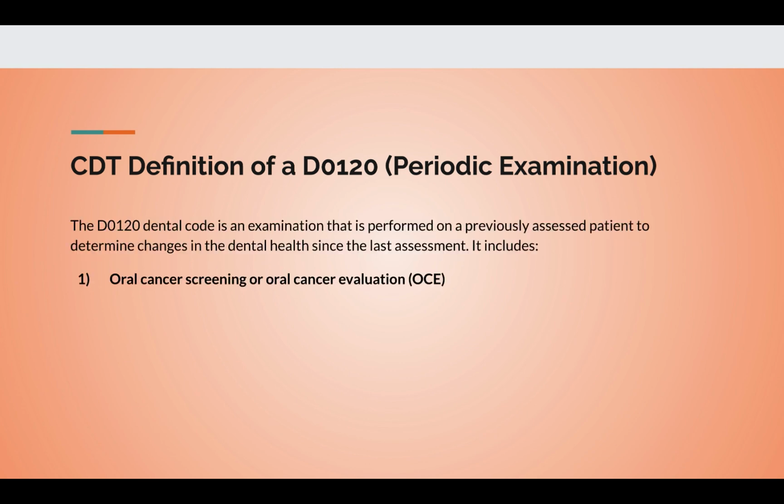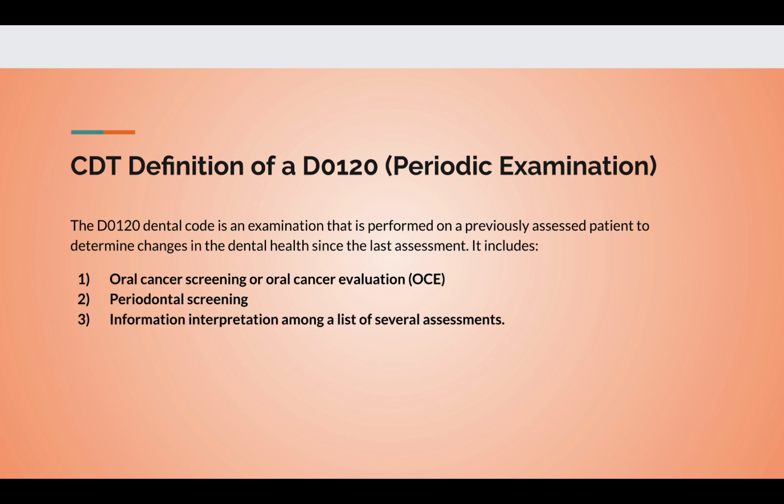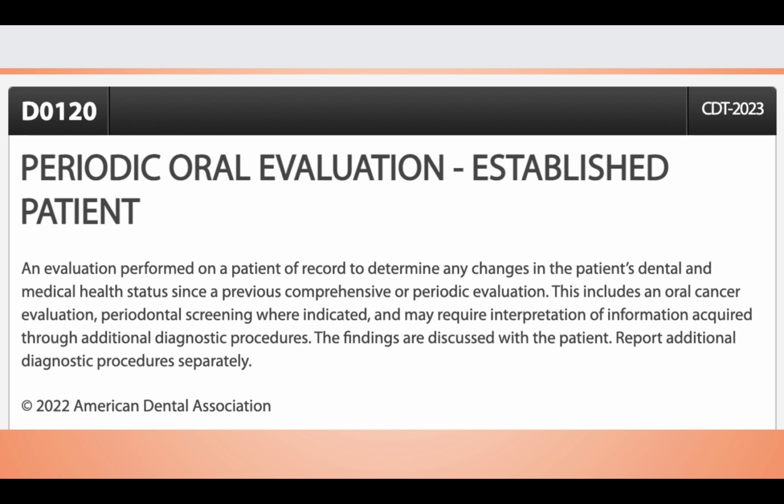Also in this description, there was a mention of oral cancer screening or an oral cancer evaluation. For today's conversation, we'll consider those one and the same. A periodontal screening, we'll go over what that is. And then also information interpretation among a list of several assessments: radiographic assessment, caries risk management assessment, airway assessment. All of those things can be part of this periodic examination.